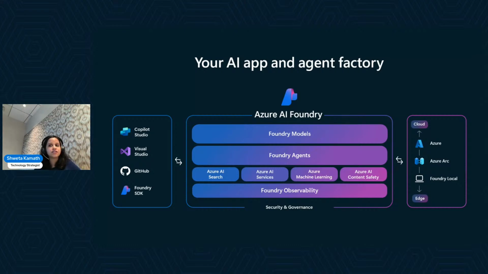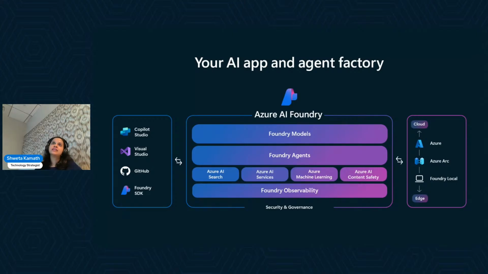And the last icon that you see over the left side is the Foundry SDK. In the Foundry SDK, basically the same thing that you see in AI Agent Service, there are APIs where you can actually connect to a host of external systems.